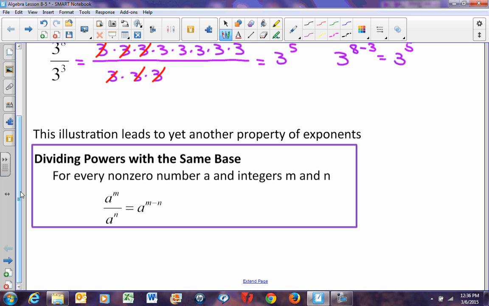For every non-zero number a and integers m and n, if we have a to the m divided by a to the n, we will come up with a to the m minus n. In other words, you subtract the exponents, just like I did in the previous example. So, let's look at some examples to see if we can simplify these.